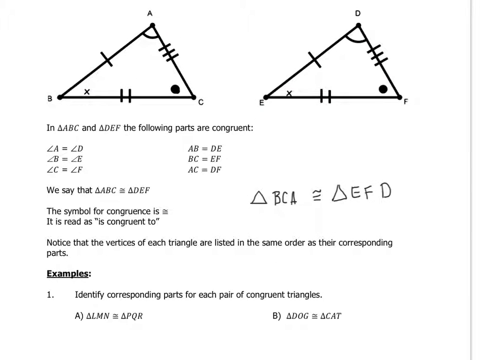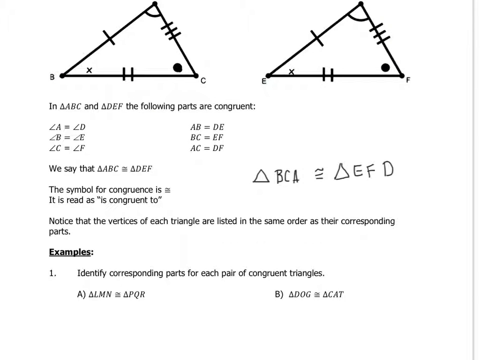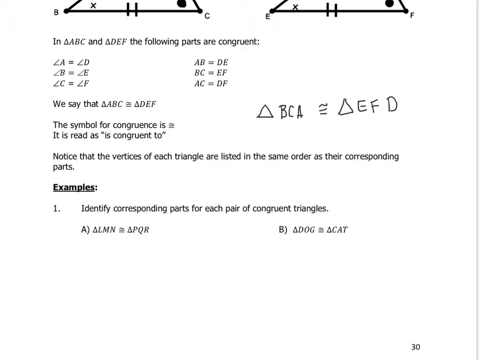So the symbol for congruent is like an equal sign with a sideways S on it, and it's read is congruent to. Alright, so let's take a look at the first example here.